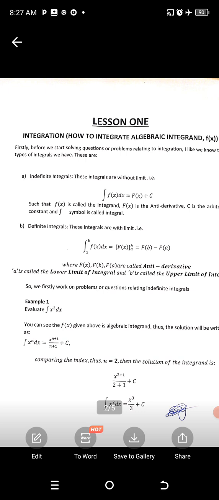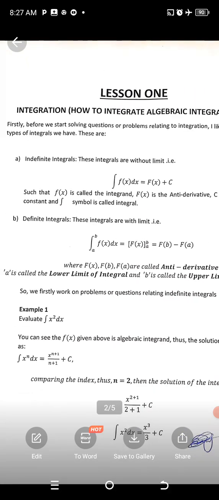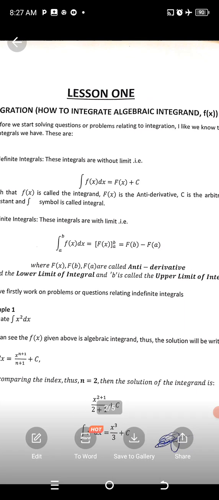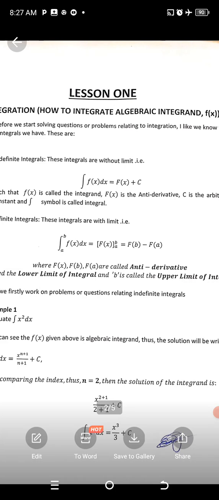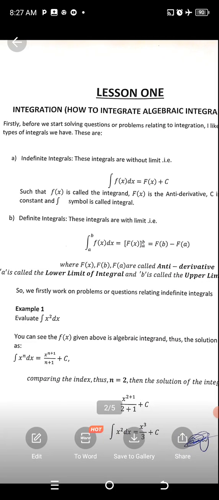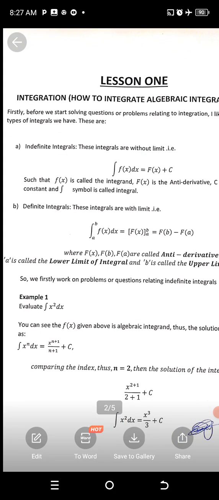So how can you differentiate between these integrals? Whenever we talk about indefinite integrals, these are integrals without limits. All the questions given will be without limits, and the final answer will always be the antiderivative and the constant c. You will soon understand how to work on indefinite integrals and the likely questions they are going to ask on it. The main thing is always without limit, and the final solution is going to be the antiderivative plus the constant c, which can take any arbitrary value.